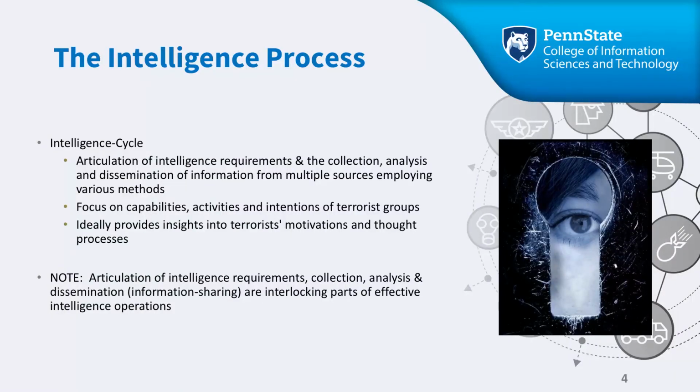So what is involved in this intelligence cycle? Well, essentially it's the articulation of intelligence requirements, figuring out what to collect, then to collect it, analyze it, and disseminate it, which means pass it on to the people who need to see it. Ideally, intelligence from multiple sources employing various methods. In the context of counterterrorism, the focus of these activities is on things like the capabilities, activities, and intentions of terrorist groups. Ideally, this information would provide insights into terrorist motivations and thought processes.